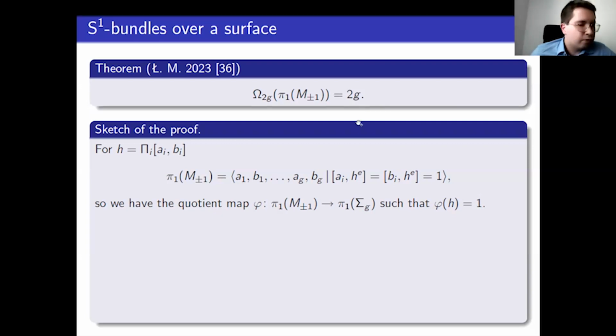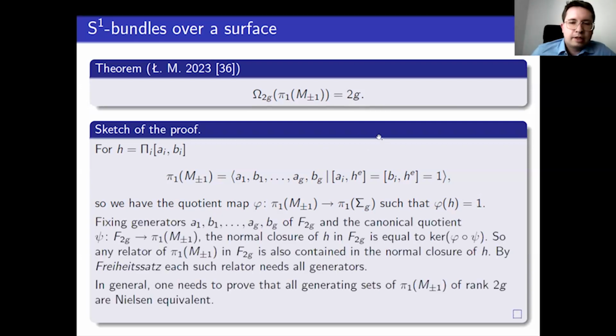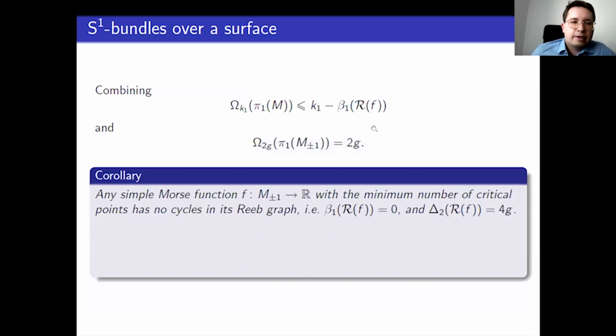Okay, I need to finish, so maybe I skip the sketch of the proof. But combining these facts, this inequality, and that for such a manifold we have omega 2g equal to g, we obtain a corollary that any simple Morse function with minimum number of critical points has no cycles in its Reeb graph. Any such Reeb graph is a tree, and it has 4g vertices of degree 2.